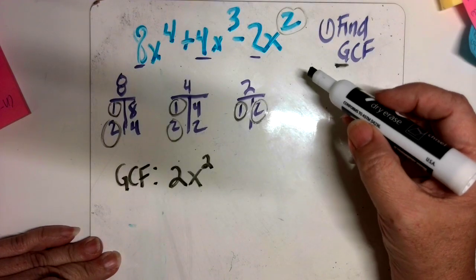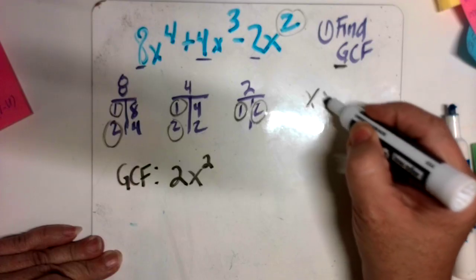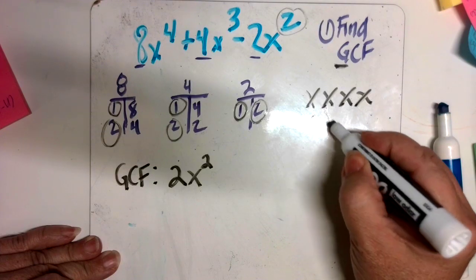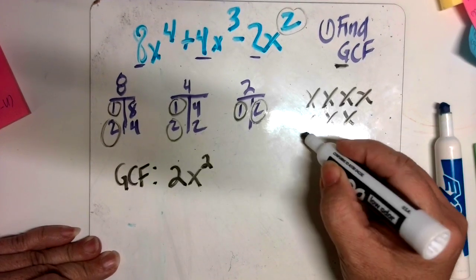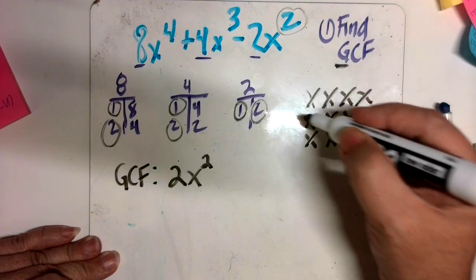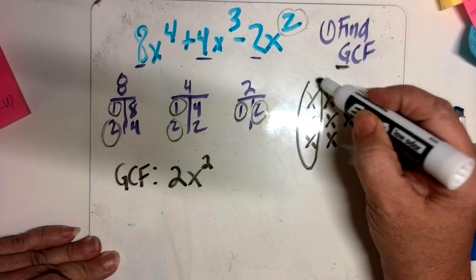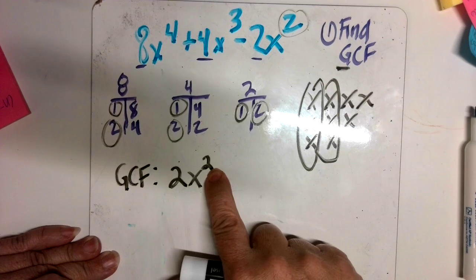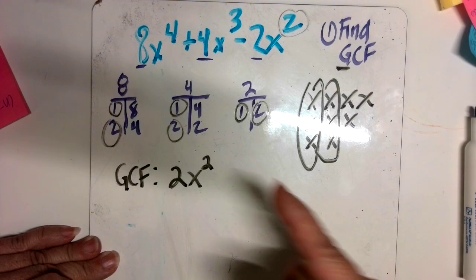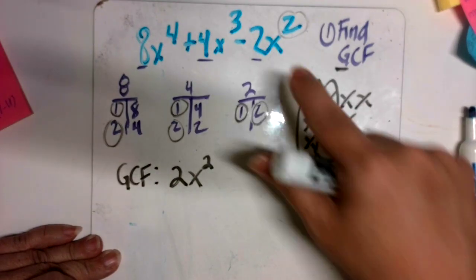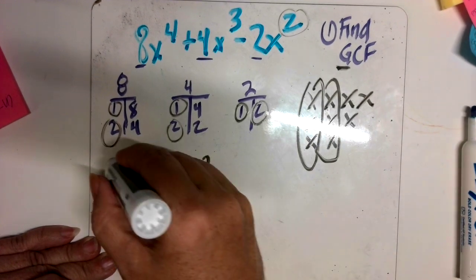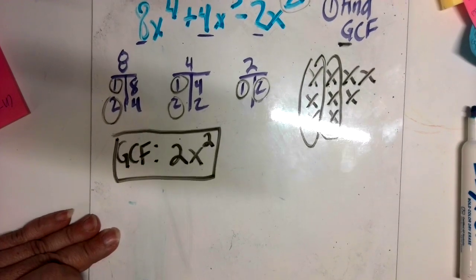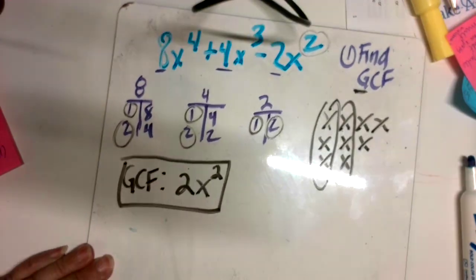The other way to look at it is, if you have x to the 4th, that's 4 x's. X to the 3rd power is 3 x's, and we line them up underneath, and x squared is 2 x's. So how many full groups can we make? We can make 1 full group and 2 full groups, and that's it. So that's where that 2 comes from. But the easier way is to look at the exponents, which one is the smallest, and that's your greatest common factor. So the greatest common factor is 2x squared. That's the first part.